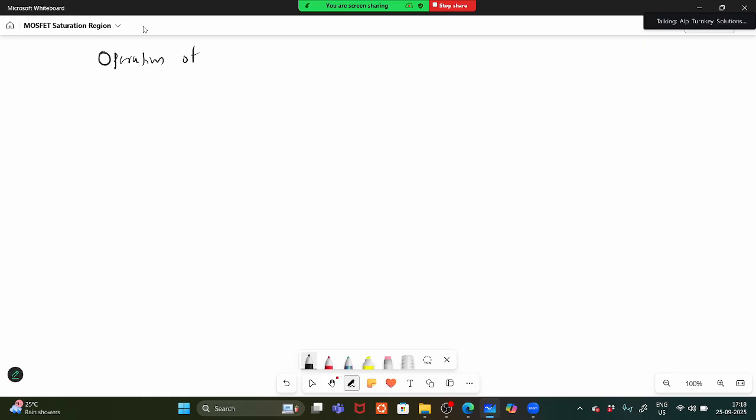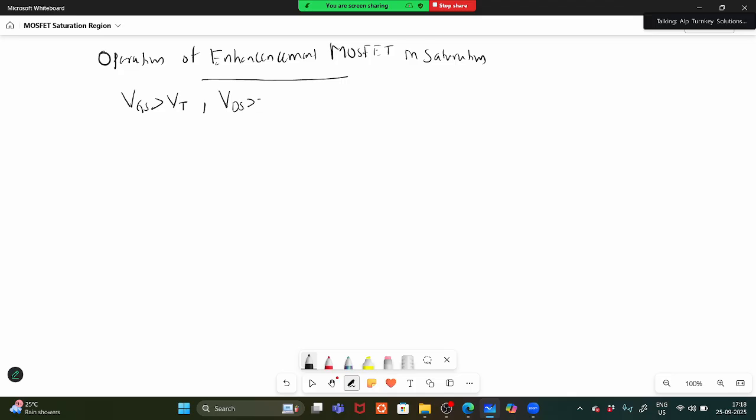Operation of enhancement MOSFET in saturation region. So what is the condition for this saturation region? The condition is VGS is greater than VT, and you are increasing more and more VDS, so VDS is a larger value.